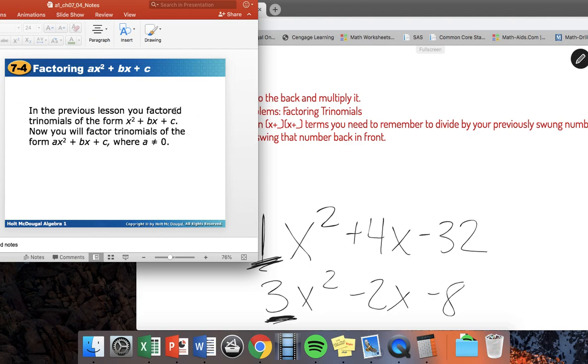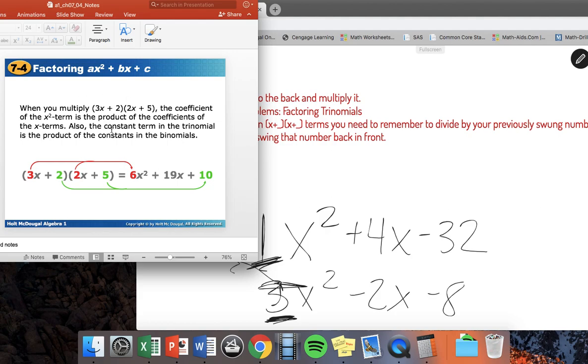In the previous lesson, you factored trinomials in the form of x squared plus bx plus c. Now you will factor trinomials in the form ax squared plus bx plus c. Remember, a, b, and c mean numbers, right? 3, -2, and -8, or in this case, 1, 4, and 32, were all a, b, and c, okay?